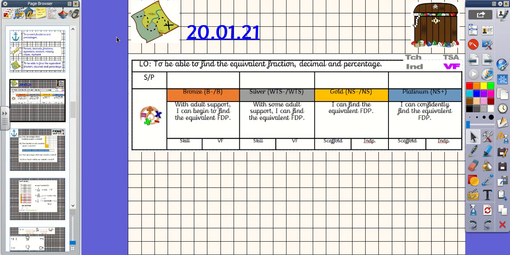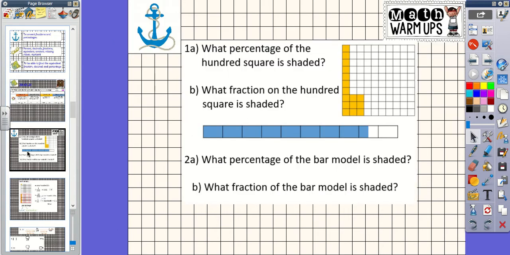Hello Year 6 and welcome to Wednesday the 20th of January. In today's maths lesson you are going to be finding the equivalent fraction, decimal and percentage. So you're going to be using all of your knowledge from last week when we were looking at fractions and decimals and then linking that to percentages for this week. So let's have a go at warming our brains up.